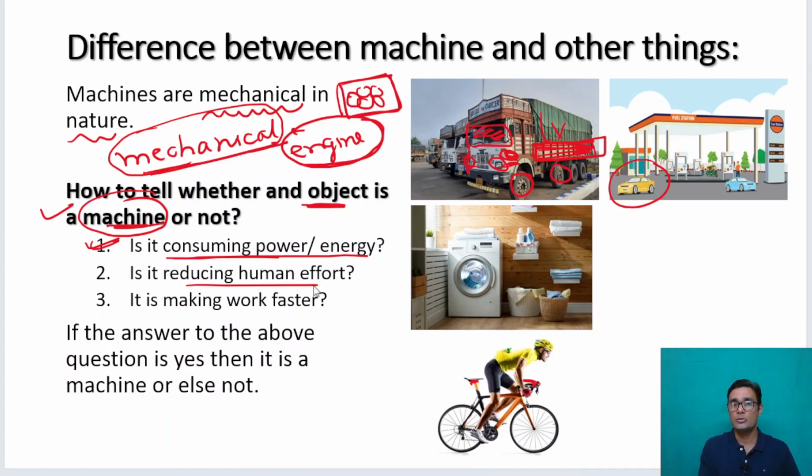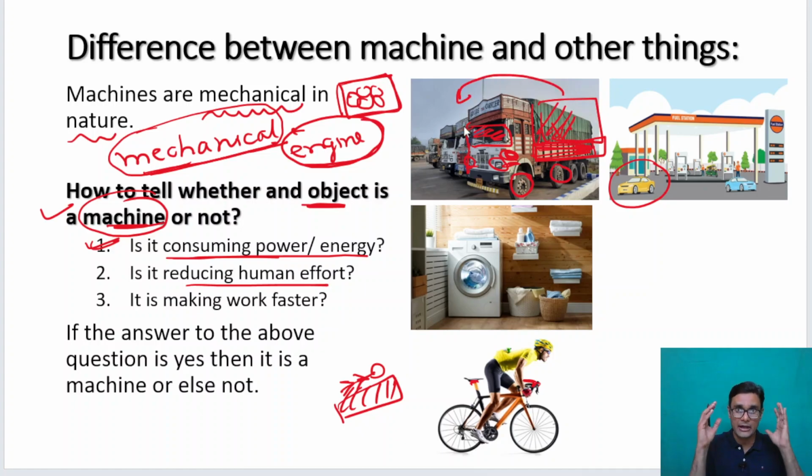Okay, is it reducing human effort? A bed is just for sleeping. It is not reducing your work. A chair is for sitting. A pen is for writing. A pencil is for writing. These things are not reducing the human effort. Now, to carry whatever items are there on this truck from one place to another place on your head, how difficult it will be. In a truck it is so easy. To walk from your home to school is so difficult, but going in a school bus is so easy.